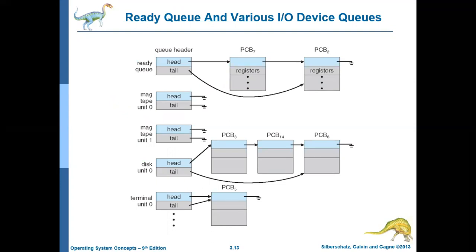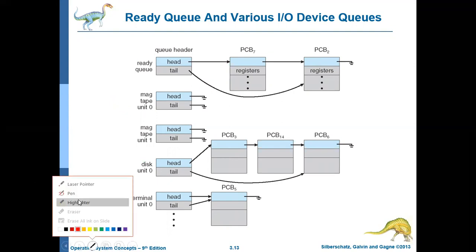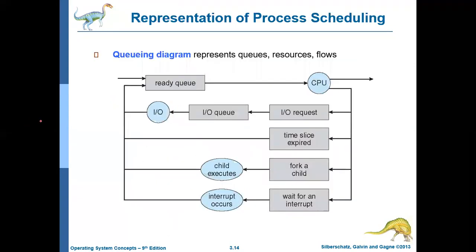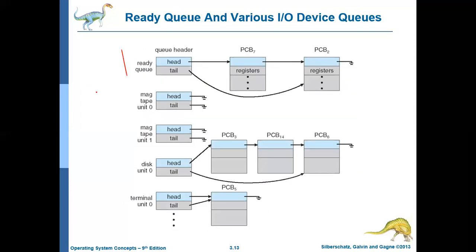So this diagram shows how these various queues are managed by the operating system. Basically, the operating system uses linked lists to maintain these queues. You can see there are different linked lists here. Say this particular thing is the ready queue, the first queue we are discussing.